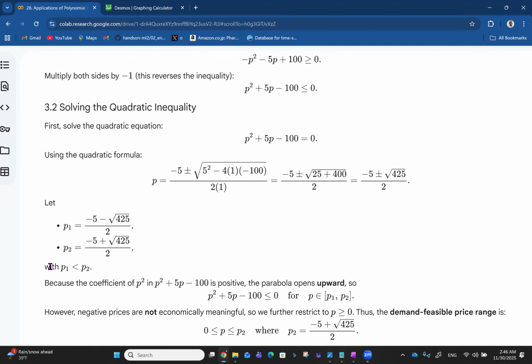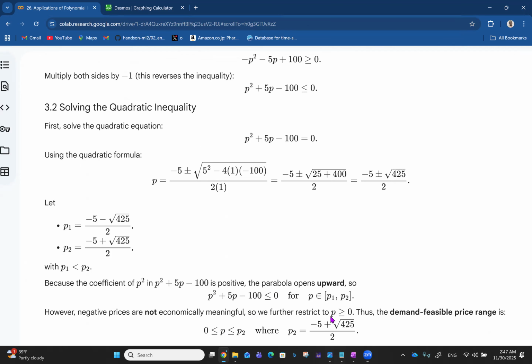In this case, P1 is of course less than P2. In fact, P1 is clearly negative, but P2 is positive. Because the coefficient of P squared in P squared plus 5P minus 100 is positive, the parabola opens upward. So we see that P squared plus 5P minus 100 is less than or equal to 0 for P within the range P1 to P2. However, negative prices are not economically meaningful. So this P1 that is negative here has to go.